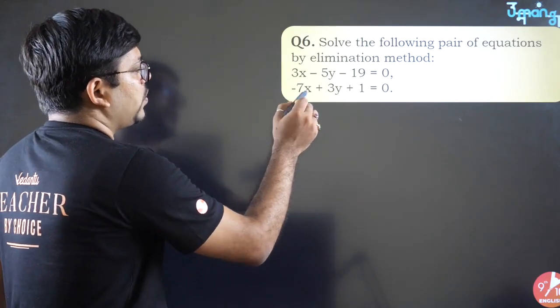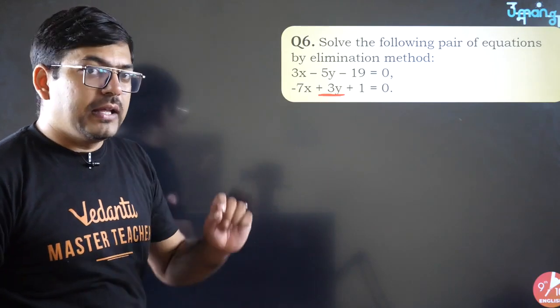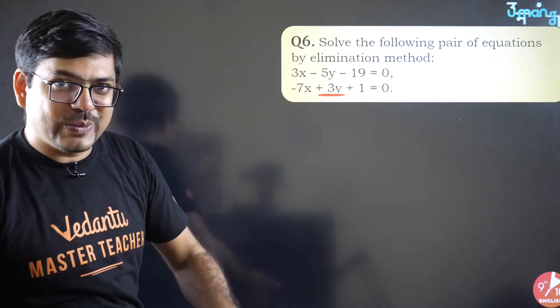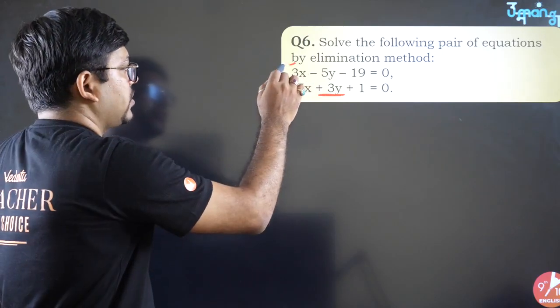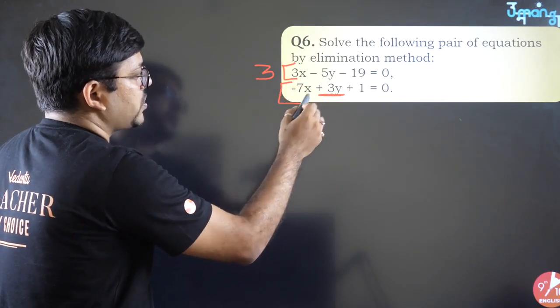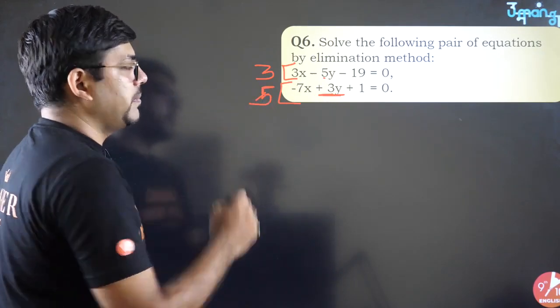So if I have to eliminate y, I will have to equate the coefficients. Here it's 5, here it's 3. Multiply the first equation by the second coefficient, that is 3, and the second equation by the first coefficient, that is 5. Just simply multiply it.